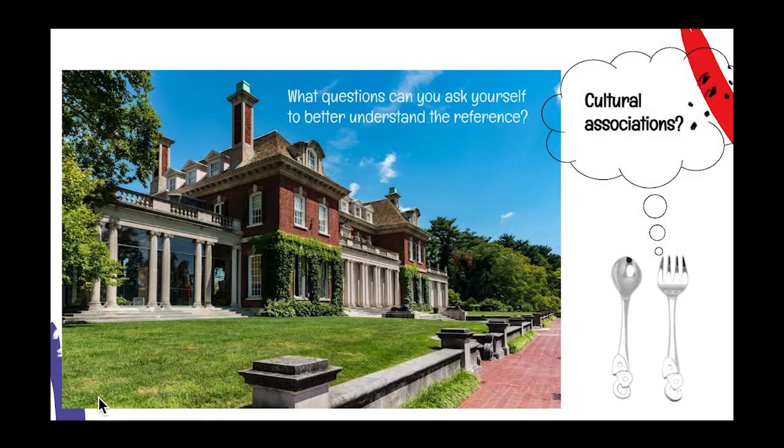A silver spoon is a popular idiom or a popular figure of speech in the US, and it refers to being born with wealth. Who in the US is born with wealth? What does wealth allow a person to do?